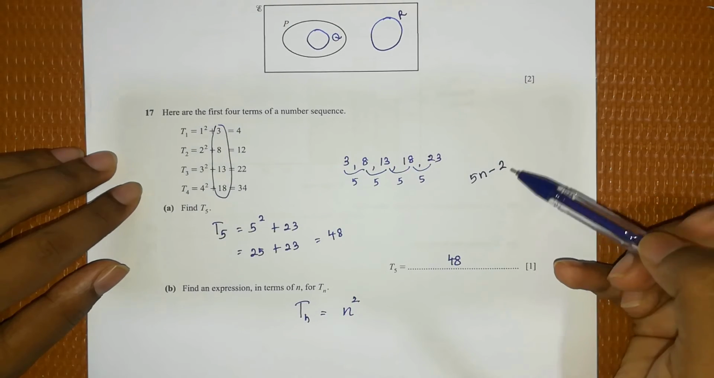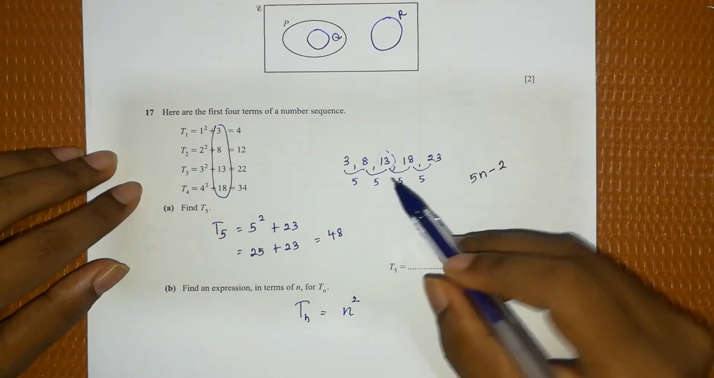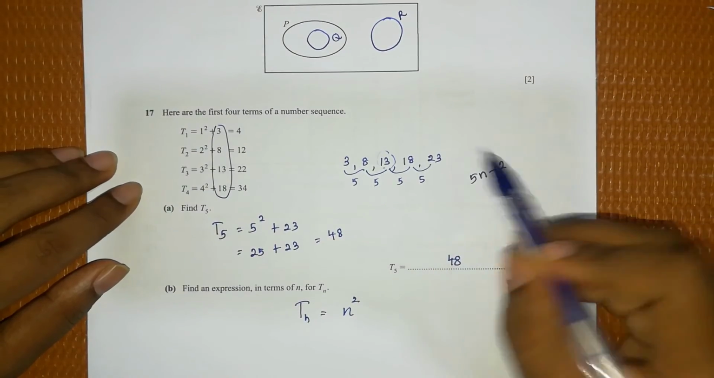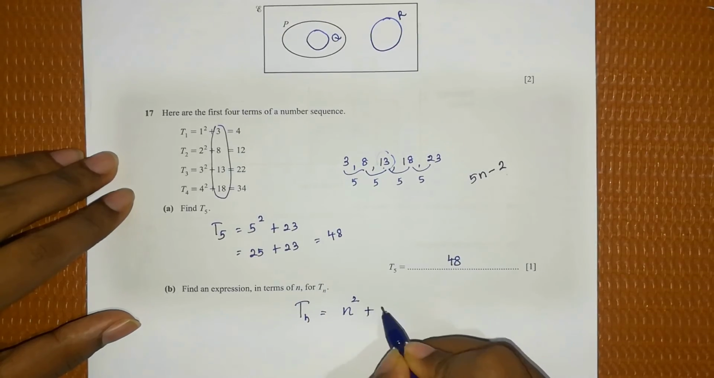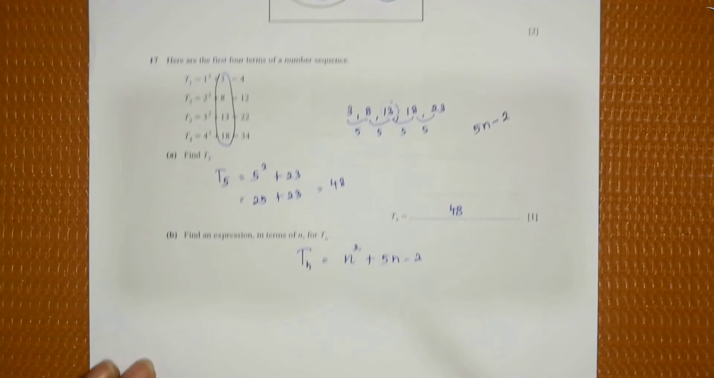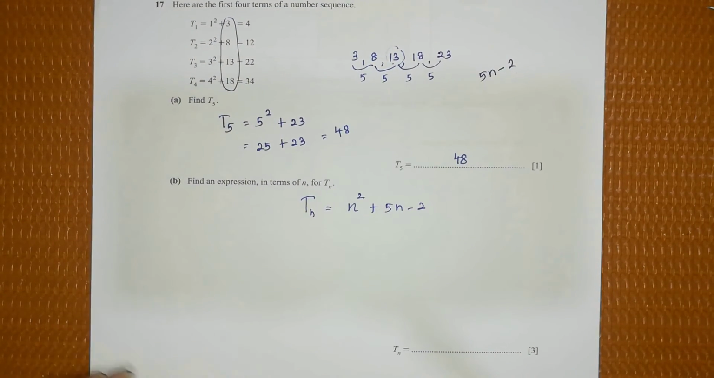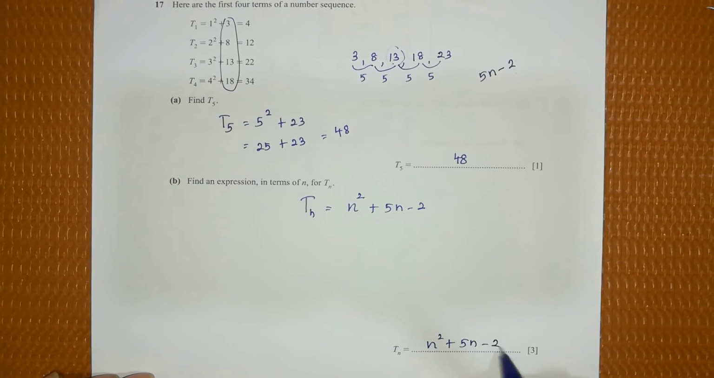You can check this with another one. Let's take the third term. So 5 times 3, 15, minus 2, 13. So that is correct. Therefore, n squared plus 5n minus 2. So the expression for the nth term is n squared plus 5n minus 2.